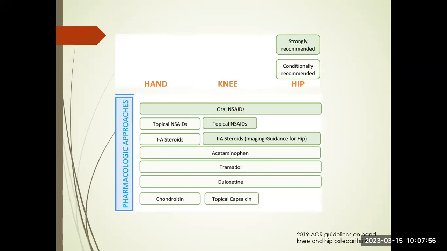So this is just something I've taken from the ACR guidelines, a summary of what I've been talking about. So for any osteoarthritis, oral NSAIDs are strongly recommended. And topical NSAIDs we can use. And intra-articular steroids, and image-guided injection is for the hip. So intra-articular steroids are important in the management. Paracetamol, tramadol, duloxetine, and topical capsaicin can be used in certain patients.